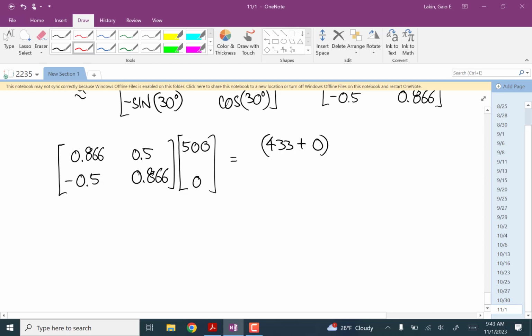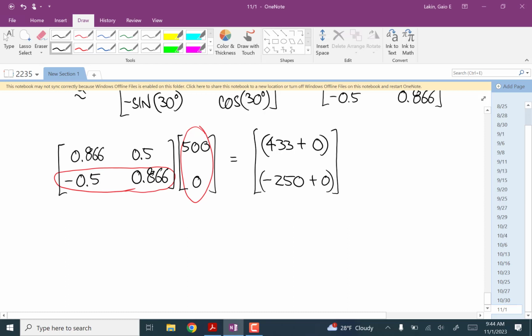And now for the y component, we're going to take the dot product of this and this. So that's negative 250 plus 0. And so we get a vector of 433, negative 250. Okay. And this is in newtons.